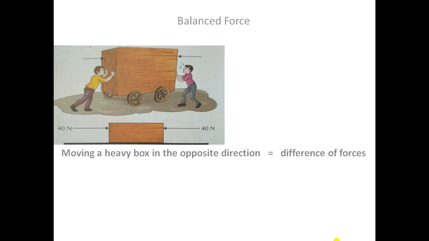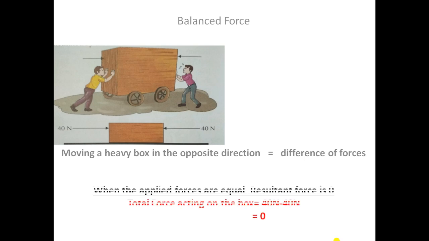So moving a heavy object in the opposite direction, we will calculate it by the difference of the two forces. That means when the applied forces are equal, then the resultant force is 0. Total force acting on the box is equal to 40 Newton minus 40 Newton, and ultimately the resultant force is 0. And by this we can conclude that when two equal forces act on an object in the opposite direction, the resultant force becomes 0.